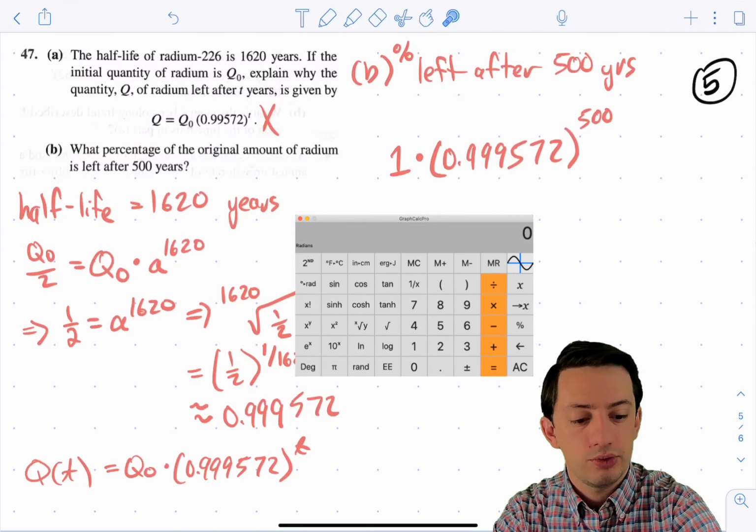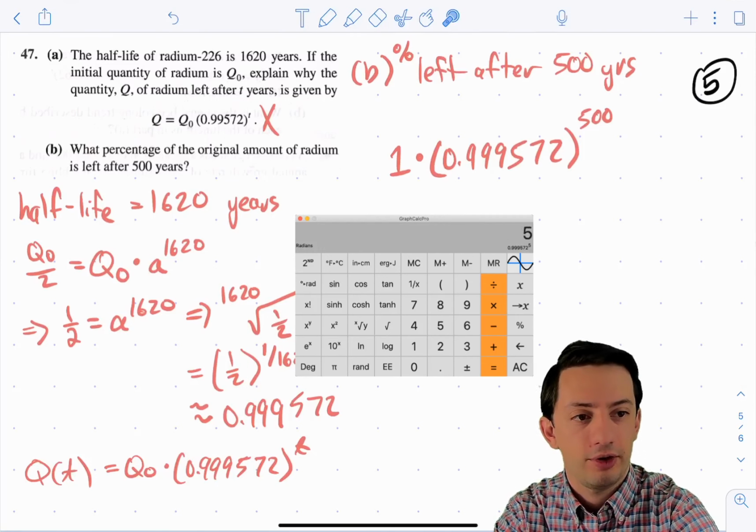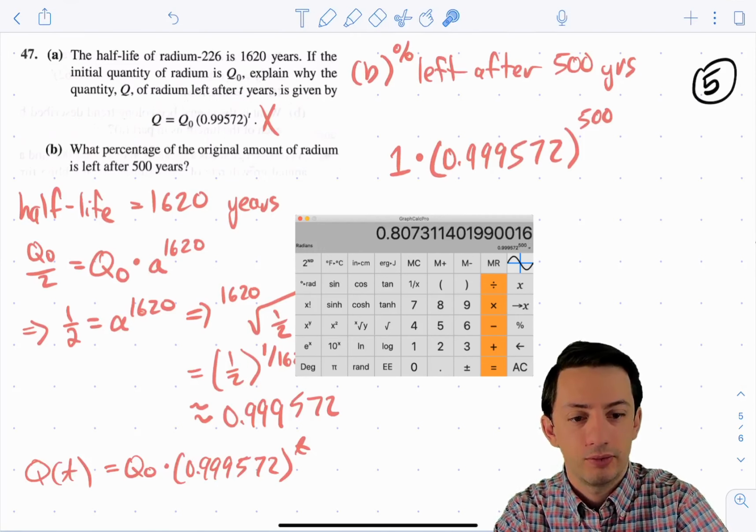OK, so our calculator, let's see if we can slide this over here. We need to do 0.999572 to the power of 500. And we get about 0.8073. So what that tells us is that our answer to part B is the amount that's left is about 80.73%.